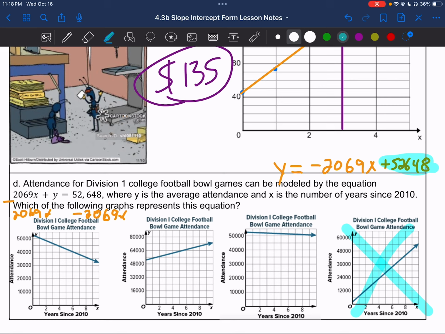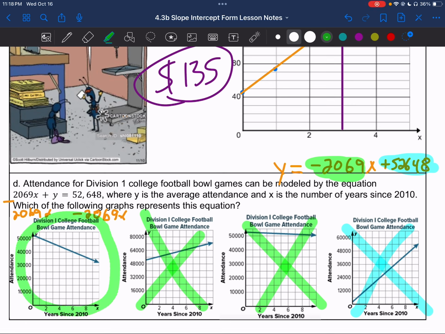So now let's look at what my slope is. My slope in this case is negative 2069. Well, first of all, the second one can be eliminated because it has a positive slope. That doesn't work. And now this is our slope per year. So now we need to compare the slopes of our first graph and our third graph. In our first graph, looks like we are going down much more substantially. In our third graph, it looks like we've barely gone down, you know, 3,000 people over the course of 10 years. But this equation is talking about x as the number of years since 2010. So you would think in order for 10 years to pass, we would have to be doing significantly more than that. So the third one is eliminated as well.